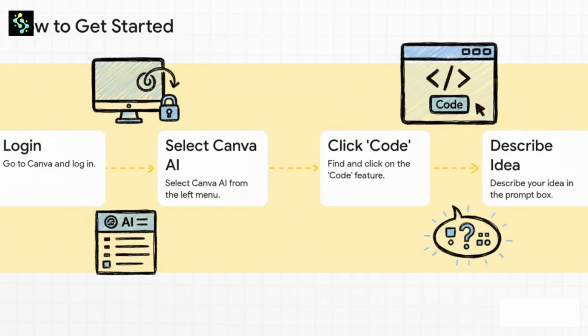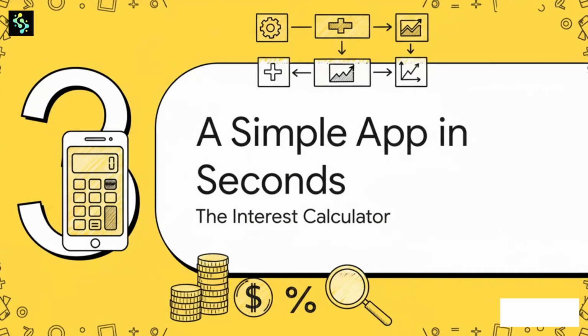And getting started is, well, it's about as easy as it gets. You just log into Canva, pop over to the Canva AI section on the left, find the code feature, and there it is. A little box just waiting for your idea. That's all there is to it. All right, enough talk. Let's see this thing in action.